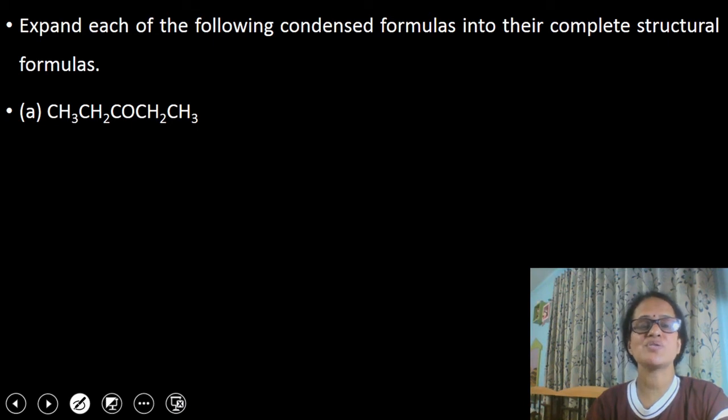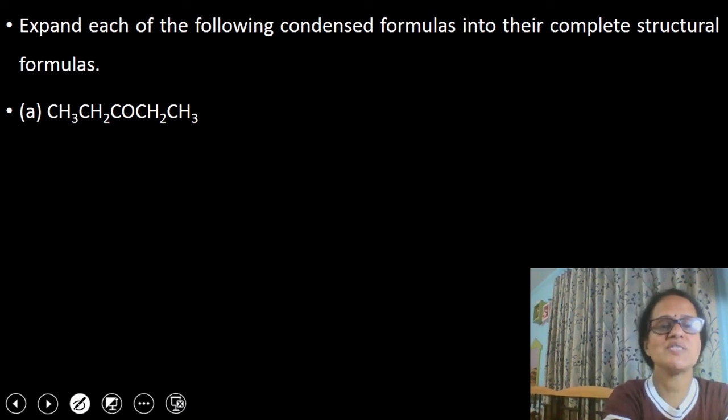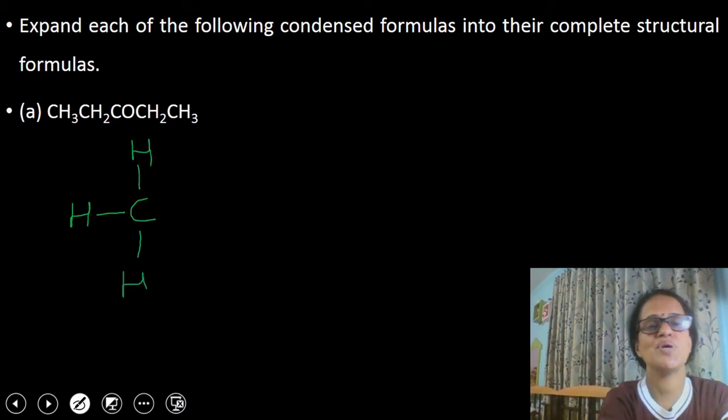Now children, we are going to solve some of the NCERT questions. First question is that expand each of the following condensed formulas into their complete structural formulas. So this is the condensed formula. In this condensed formula, you have to write in the form of complete structural formula. So you can see here, first you have CH3. So CH3 means carbon atom is attached to 3 hydrogen atoms. So we will write in the form of complete structural formula. You have to show carbon and 3 carbon hydrogen bonds.